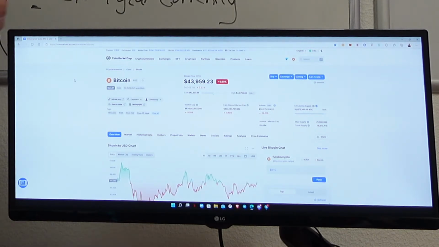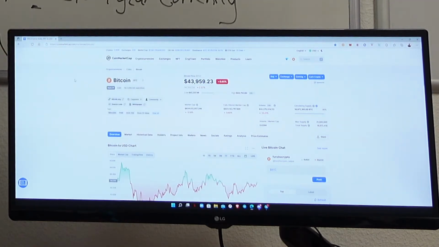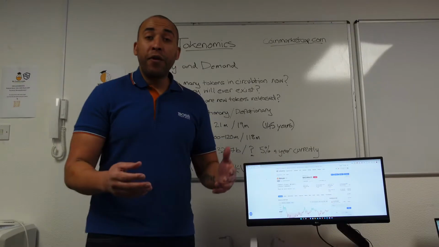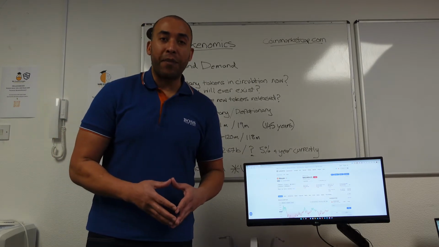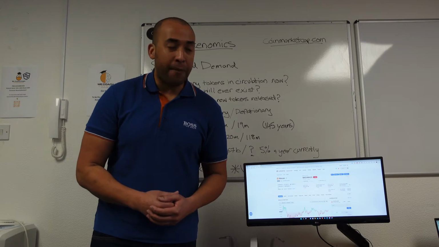So in this case, I've clicked onto Bitcoin, and if you scroll down slightly, what you'll find on the right hand side, and this works exactly the same if you're using the app on your phone, is an area that gives you the circulating supply and also gives you the max supply and the total supply. Now, all of these things are extremely important and they're overlooked by many investors in the cryptocurrency marketplace.